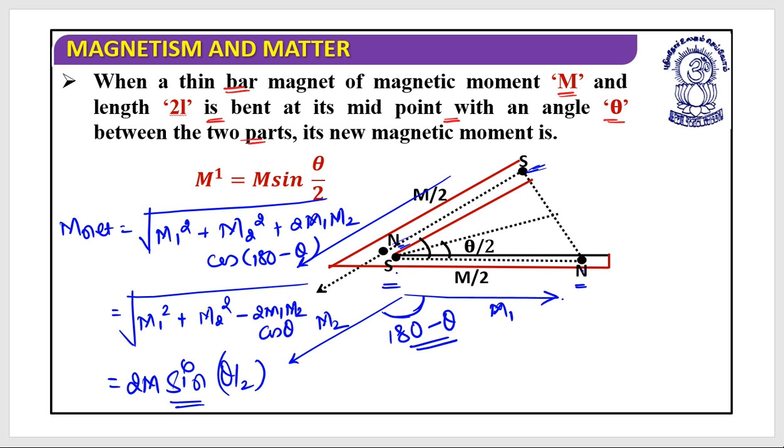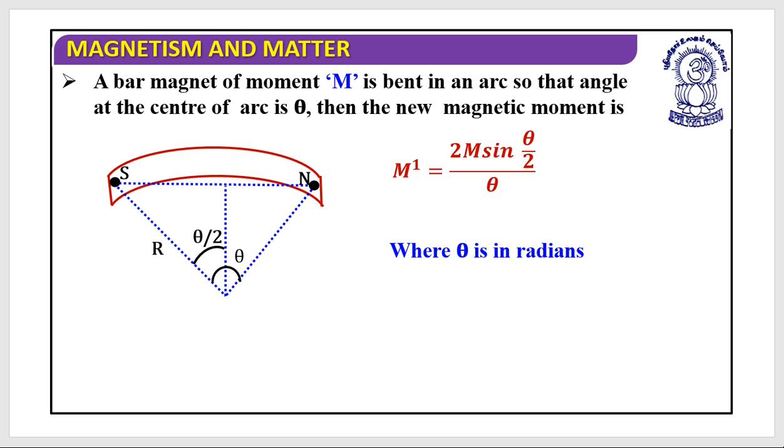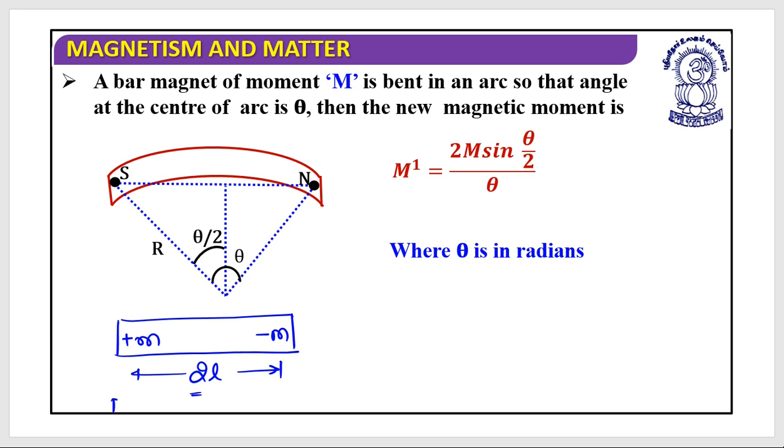Now next, whatever we are going to discuss is very interesting, and questions based on this have been asked in every alternate examination. So let's suppose this is the bar magnet, this is plus m, this is minus m, and this length is 2l. This m could be written as small m into 2l, the pole strength multiplied by the length between the two monopoles.